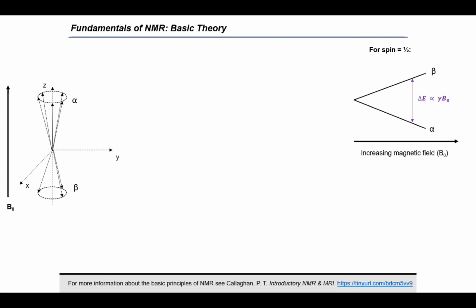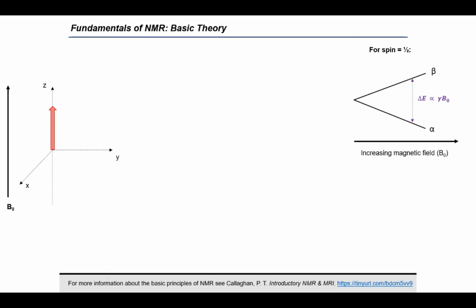To make our lives a lot easier, what we can then do is average out the magnetic moments of all the individual nuclei and look at what we call the bulk magnetization of the sample. And this will sit directly in the same direction as the magnetic field.